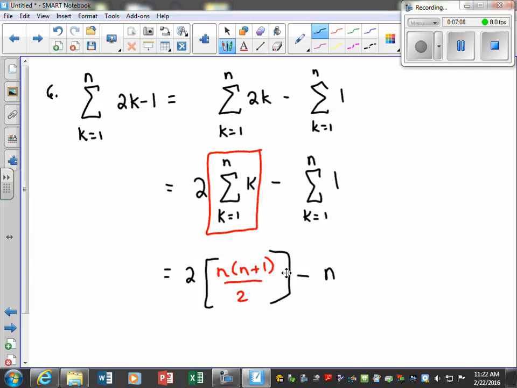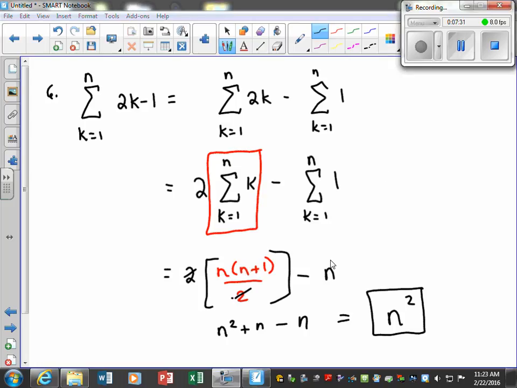Okay, now let's simplify this. The 2's cancel, so we're just going to get n squared plus n. This 2 reduces with this 2, and then you just multiply that out, n squared plus n, and then we have minus n. So that completely simplifies to just n squared. Also, remember, if you jump back up here, this doesn't have a variable there, so it's like the one we did with 4 times 50 the last time. So it would have just been 1 times n, which is just our n.